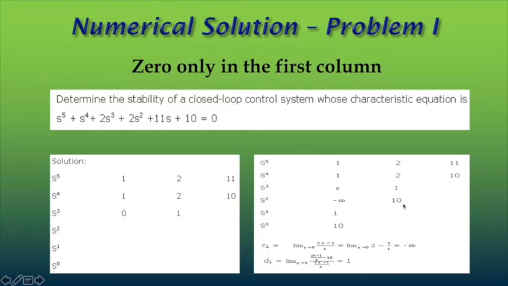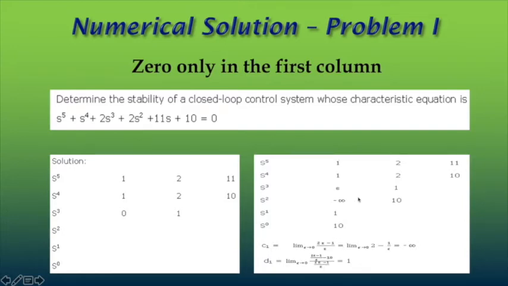Then calculate C3: epsilon into 10 minus 1 into 0, divided by epsilon. So this value is 10. Then calculate D1: D1 is 2 epsilon minus 1 by epsilon into 10 minus epsilon into 10, divided by 2 epsilon minus 1 by epsilon, and this result is 10.